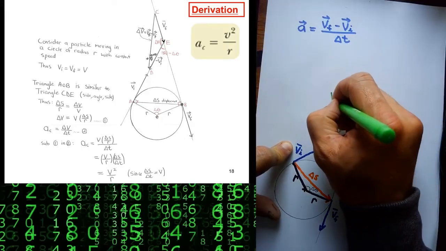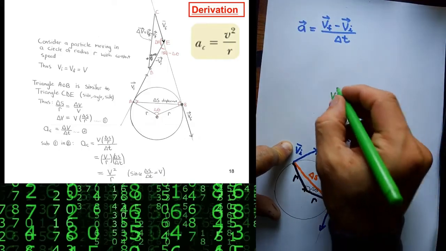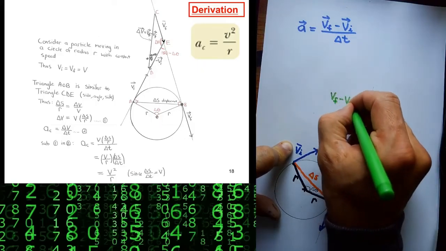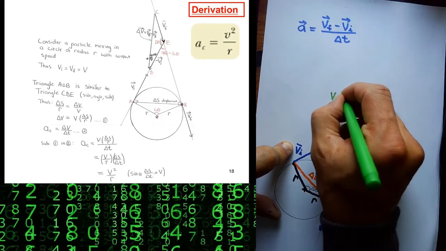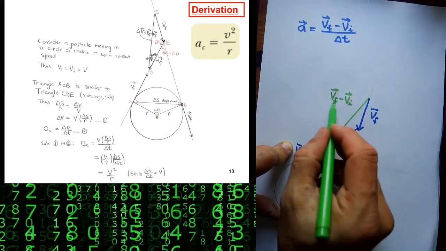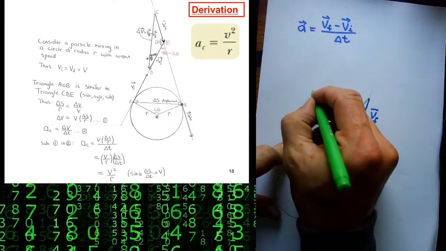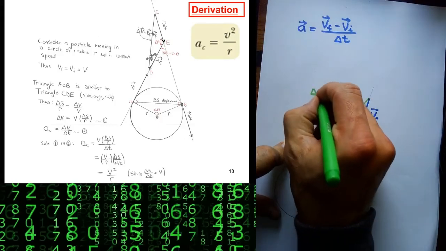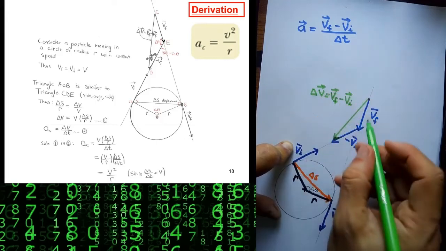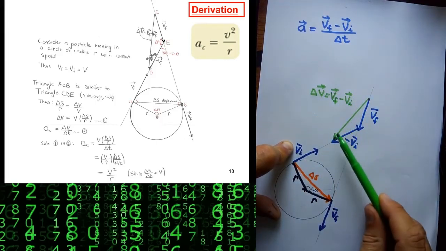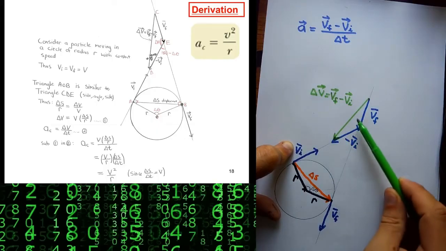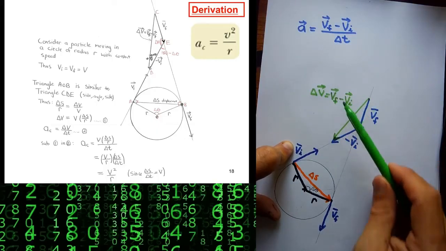So this vector is going to be VF plus minus VR, so it's going to be minus VR, the sum of these two. And by definition, this vector is actually delta V. It's the change in velocity. So what we've done is we've created a vector which is the change in velocity, this green vector.